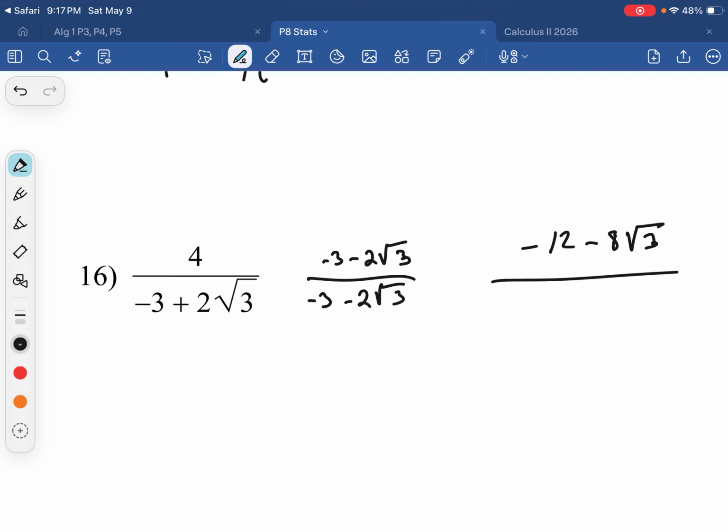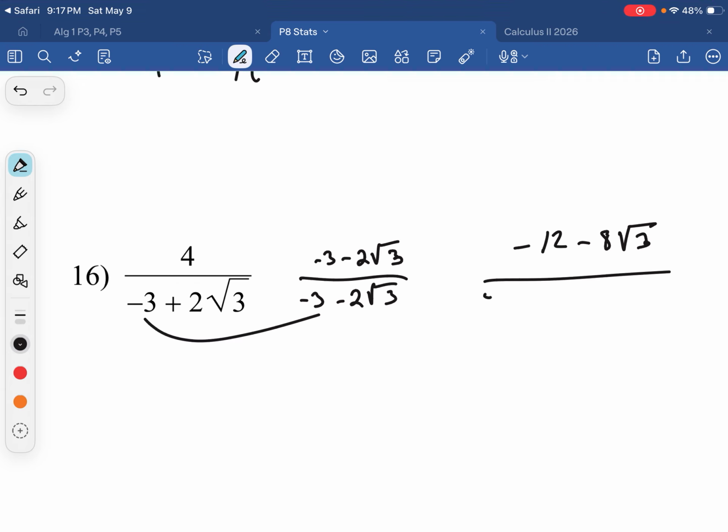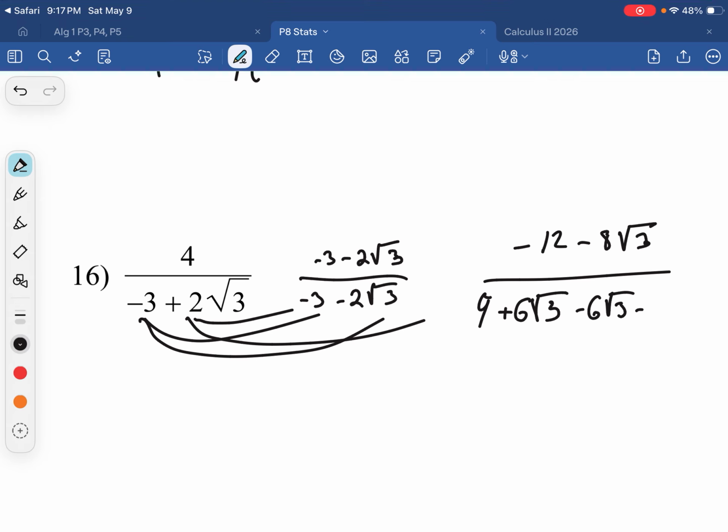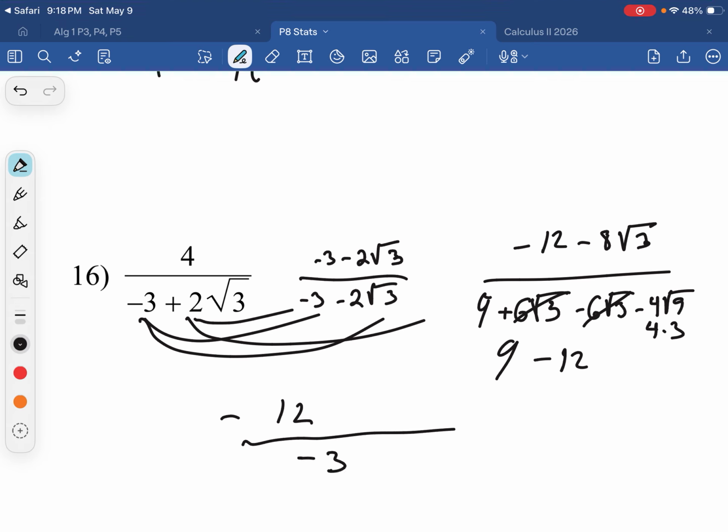In the denominator, this is going to be -3 times -3 is 9. Negative 3 times the negative 2 square root 3 is plus 6 square root 3, minus 6 square root 3, and then minus 4 square root 9. So these are going to eliminate. I've got 9 minus 12, 4 times 3, so minus 12. Sorry, not 8. So we got negative 12 over negative 3.